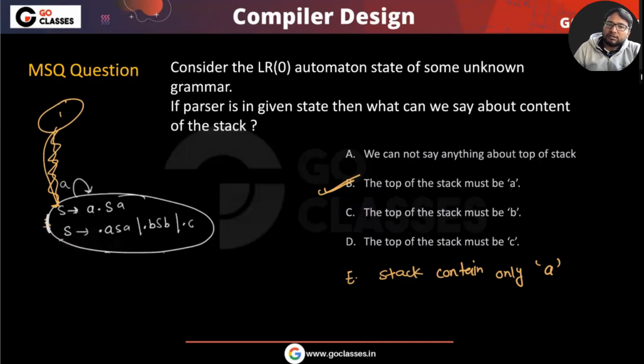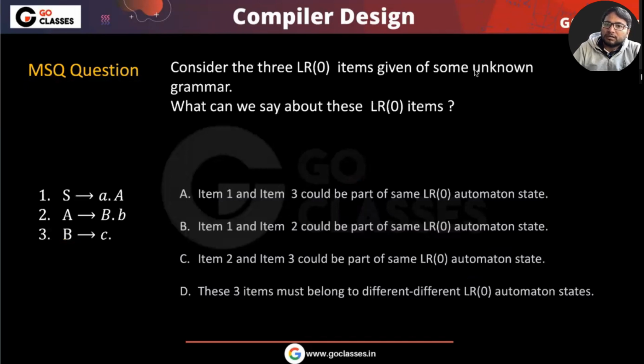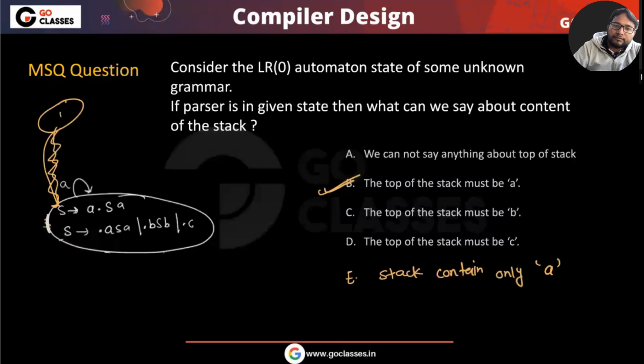Now let's solve this. Suppose they say, consider the 3 LR0 items given of an unknown grammar. What can we say about LR0 items? So item 1 and item 3 could be part of some LR0 automaton state. Can 1 and 3 be part of only one state? Are they meeting the criteria? One is saying that the top of the stack is small a, and this is saying the top of the stack is small c. Can they be part of the same state? Think about it.